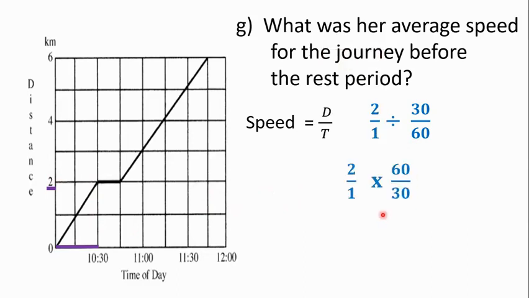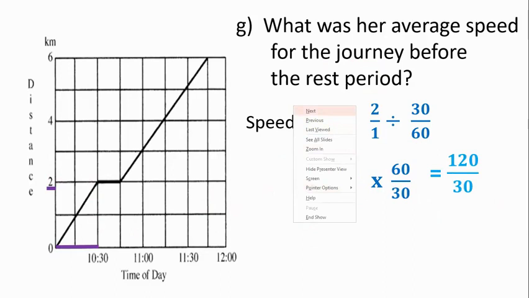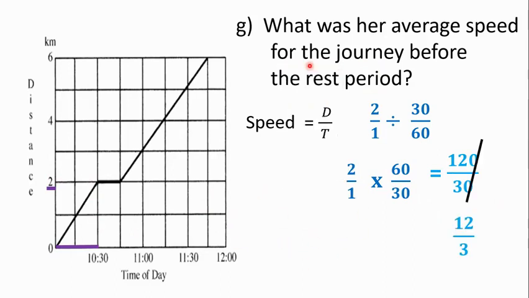So we set it up, right? Flip this upside down, because that's what the rule told us to do. Now, either you could cancel it here, or you could take the long way out. Okay? You take the long way out. 2 times 60 is 120. 1 times 30 is 30. Let's cancel it out and make it easier. 12 divided by 3 is 4. So 4 kilomiles per hour.